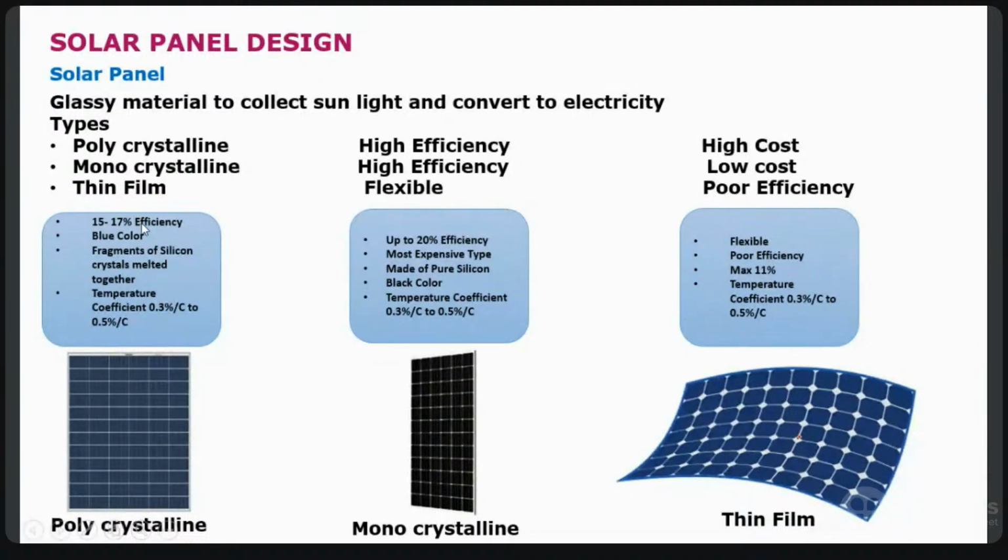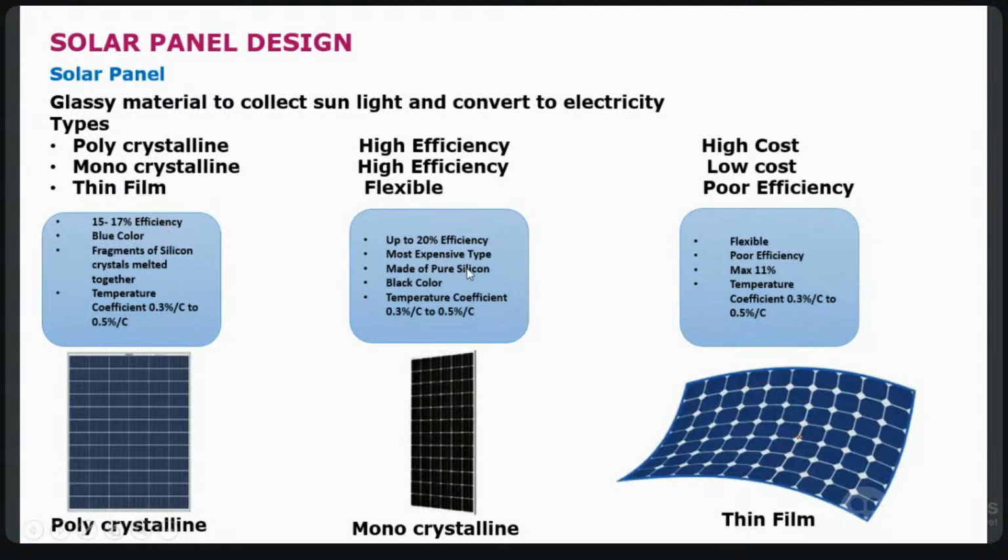In polycrystalline, the efficiency compared to monocrystalline will be less. This is the panel efficiency, not the battery efficiency. It will be 15 to 70% efficiency, and we can easily identify polycrystalline by the color. The color of polycrystalline will be blue, and the color of monocrystalline will be black. Monocrystalline is expensive compared to polycrystalline. Polycrystalline's cost is less, but compared to monocrystalline its efficiency is less.